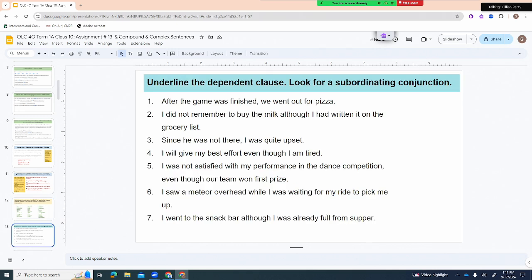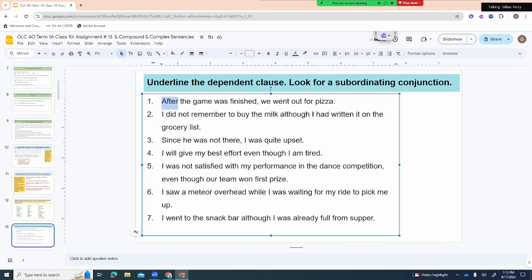Okay, so here we have some sentences, and look for the subordinating conjunction. Whichever section has the subordinating conjunction in front of it, all the words after that are going to be the subordinate clause, or what we call the dependent clause. So if I look at the first one, after the game was finished, after is very clearly my subordinating conjunction, right? It's giving me a time connection. So the rest of that phrase, until we get to that comma, that's my dependent clause.